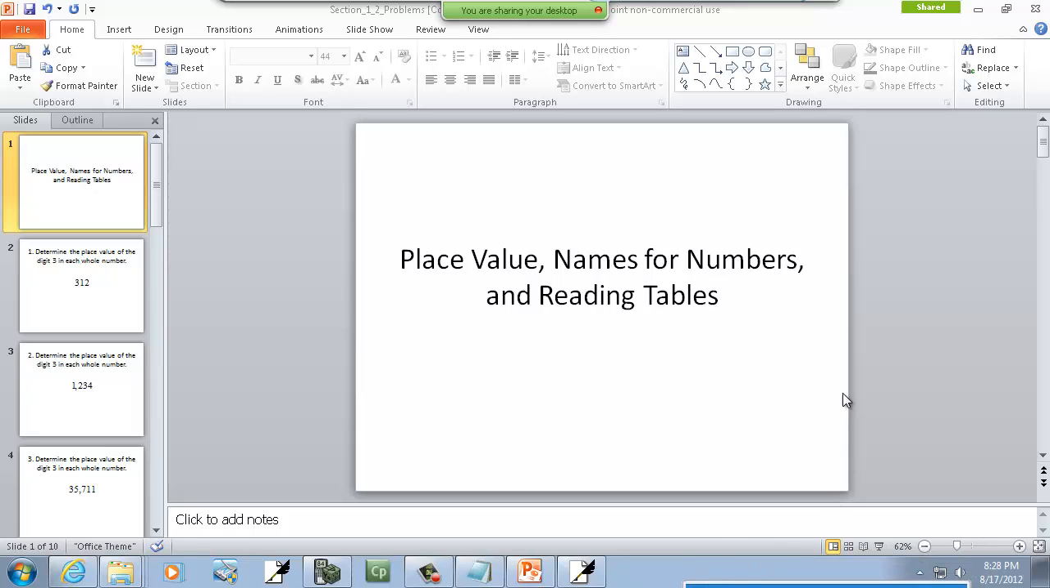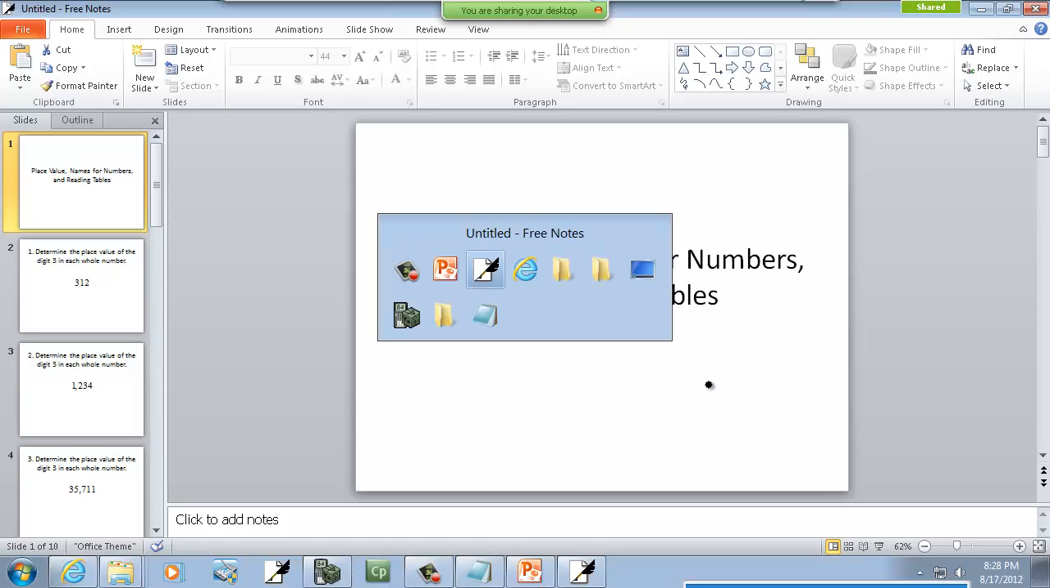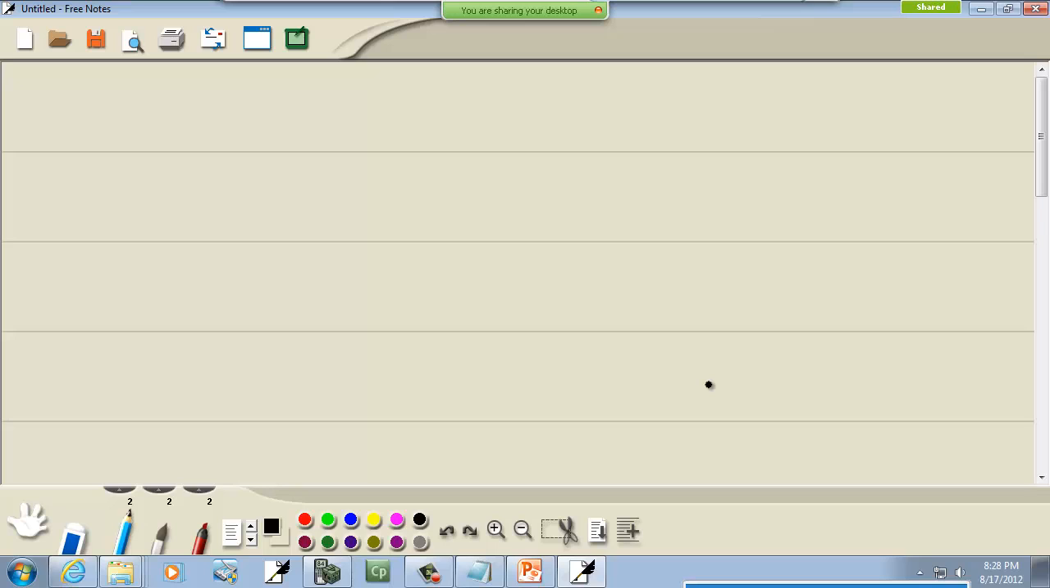There we go. And we're going to take a look at place value, names for numbers, and reading tables. We're not going to do much with the reading tables. Actually, I don't think we're doing anything. I think it's pretty obvious. But we'll take a look at the place value and names for numbers. So let's talk about place values first. Actually, I'll make those a little bit bigger.